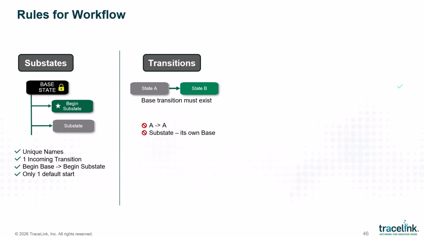Next, rules for transitions. A transition defines movement from one state to another. The from state and to state must be valid base states or substates. The from state and to state cannot be the same. A transition cannot be created from a substate to its own base state. Similarly, a transition cannot be created from a base state to the substate under it. Also, whenever adding transitions between substates, an equivalent base transition must exist. These rules ensure consistency between base states and substates.